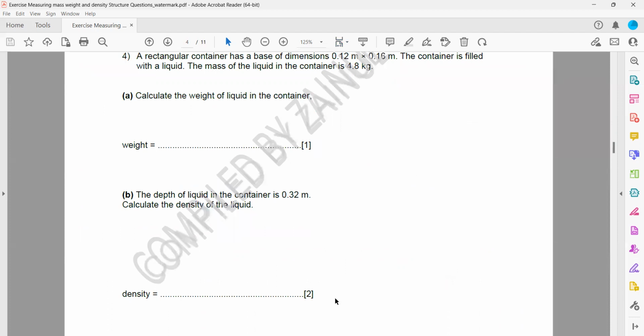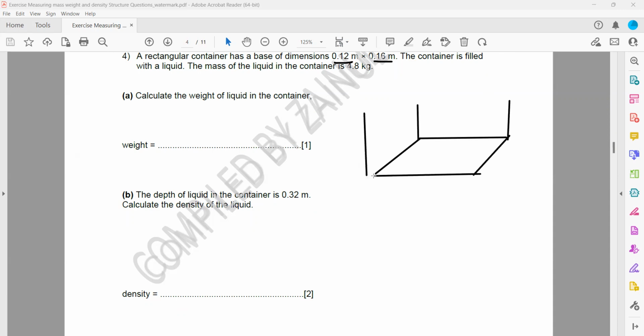Moving on to the next question. The question is a rectangular container having dimensions of 0.12 and 0.16, and it is filled with a liquid. The dimensions are there for this one. This is 0.16. This is 0.1 meter.